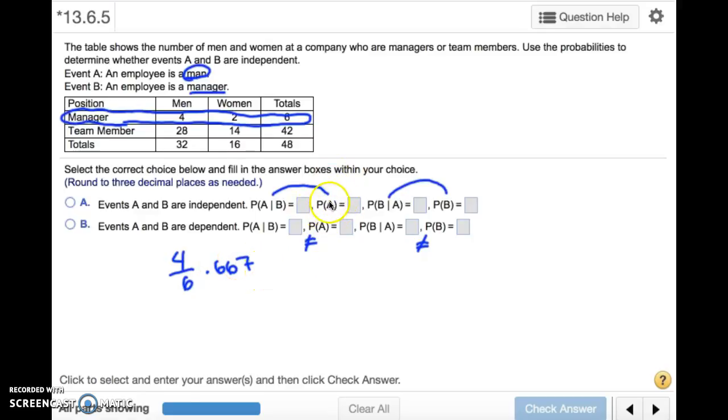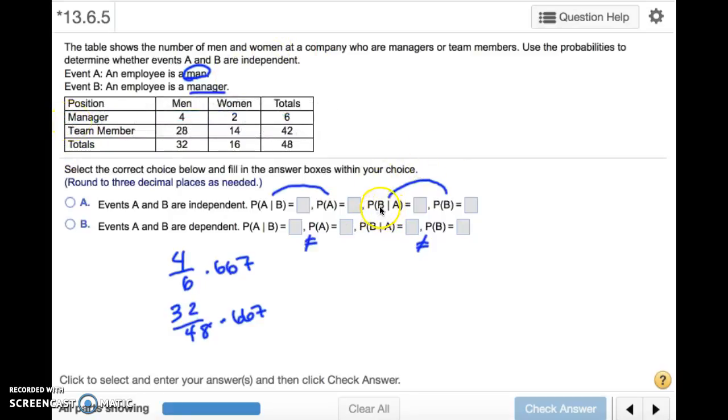And the probability of A occurring, so that's just the probability of getting a man, is 32 out of 48. And when I divide those, I also get 0.667. So far it's looking like they are independent because these first two check out. Let me clear this off and we're going to try the second one.